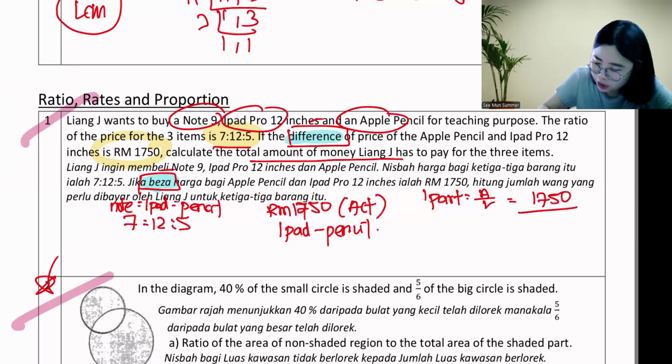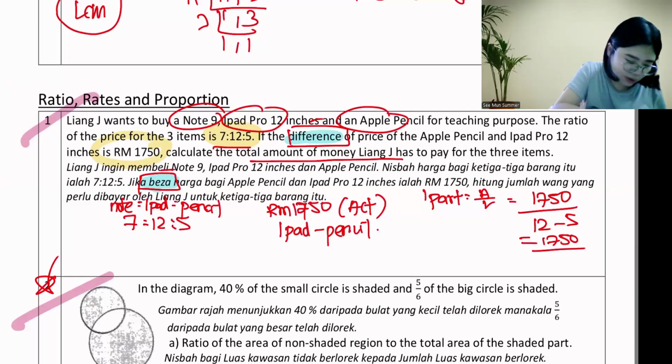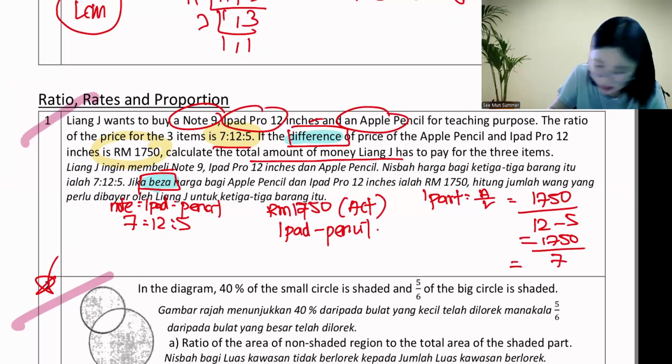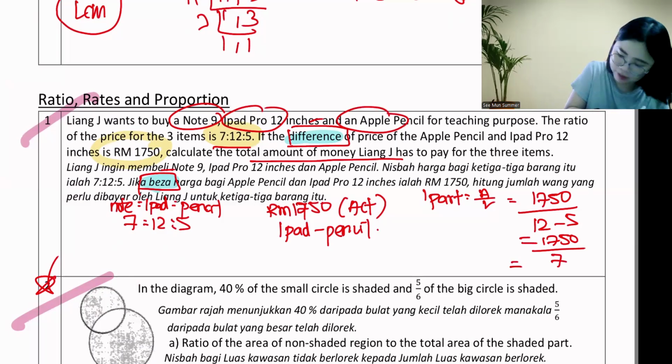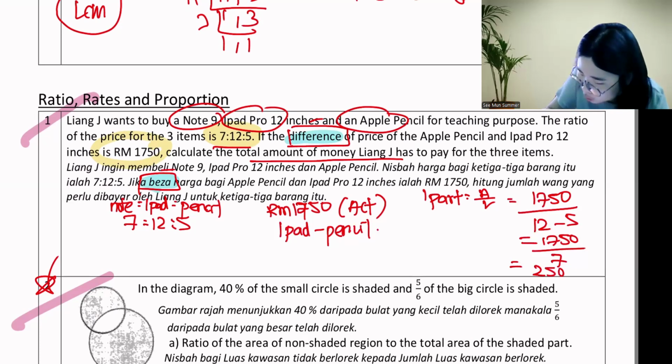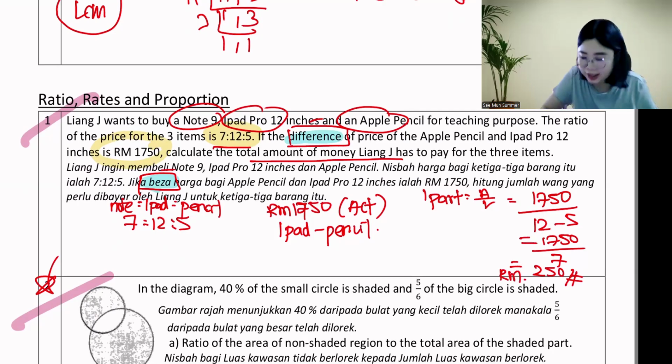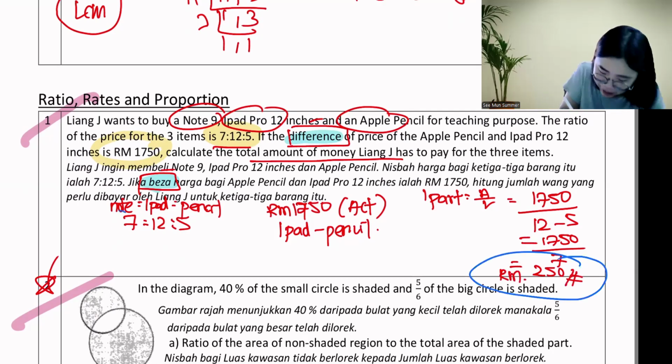And then the ratio part is iPad. What is iPad? iPad is 12, right? Minus pencil 5. So you can count it, one part is how much? 7. So my answer is 250. One part is 250 RM. Okay, once you got this one part already, what does this mean? Remember, this one part meaning everyone times by 250.